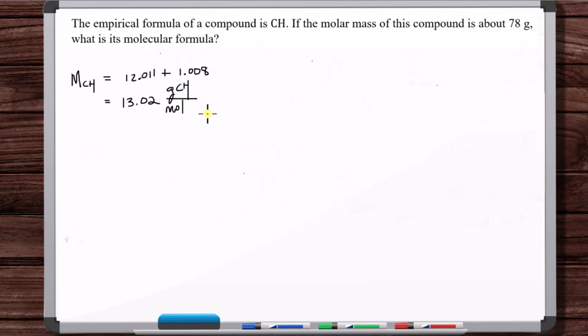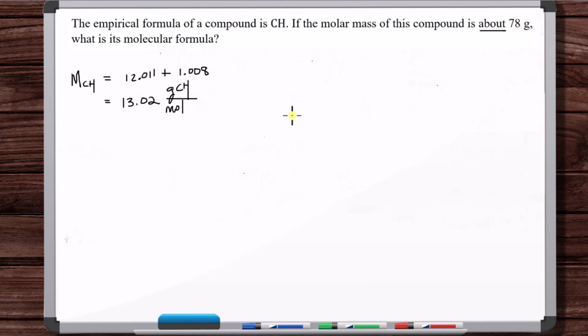Okay, so we know that this is the empirical formula for the actual compound. The molar mass of the actual compound has to be some whole number multiple of the empirical formula molar mass. It has to be. Think about it. Even when they say about here, it's because they're experimentally determining it, so it's going to be approximately this. So that's all we need.